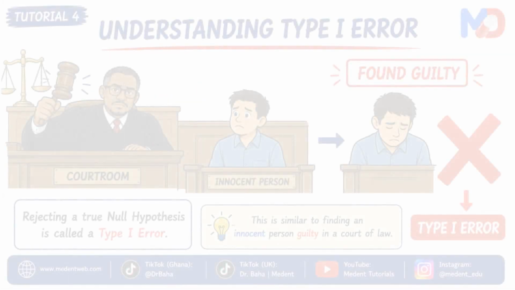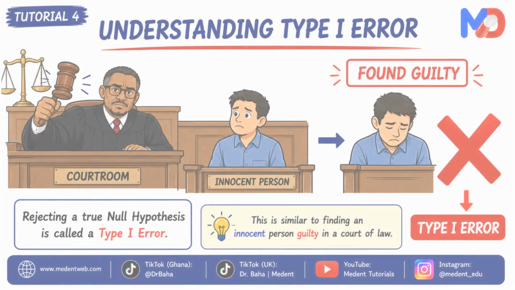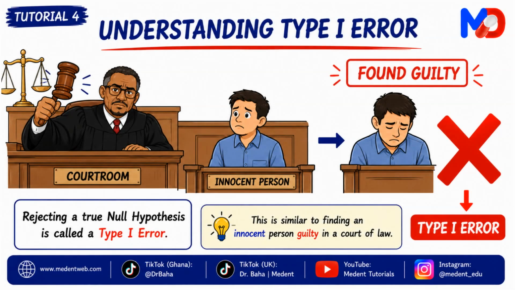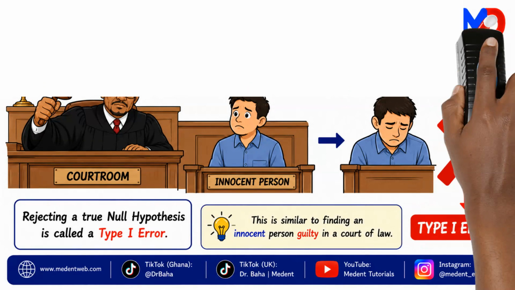Now, we have to understand type 1 and type 2 errors, okay? But for now, understand this type 1 error. Rejecting a true null hypothesis is called a type 1 error. This is similar to finding an innocent person guilty in a court of law. The level of significance tells us how much risk we are willing to take of making this mistake.